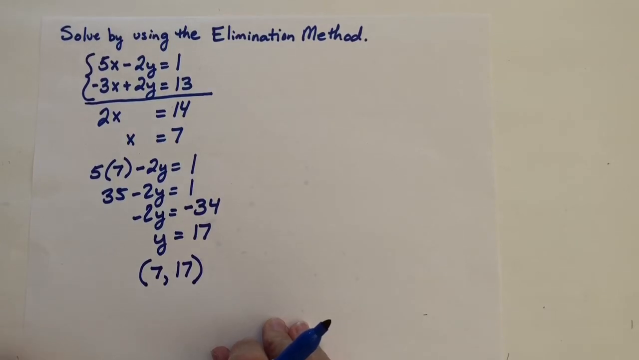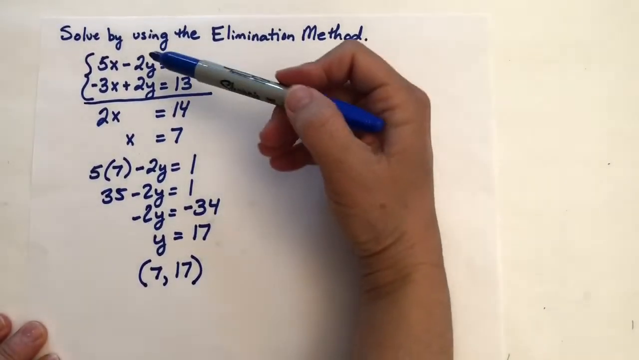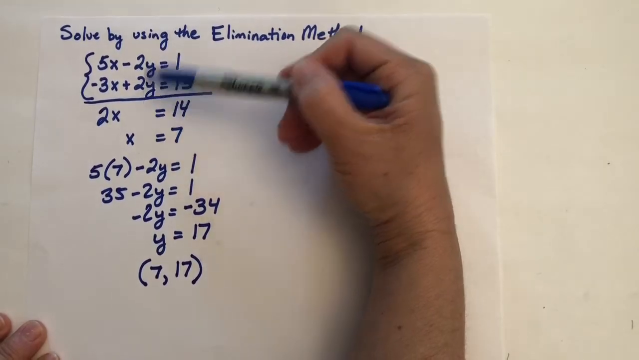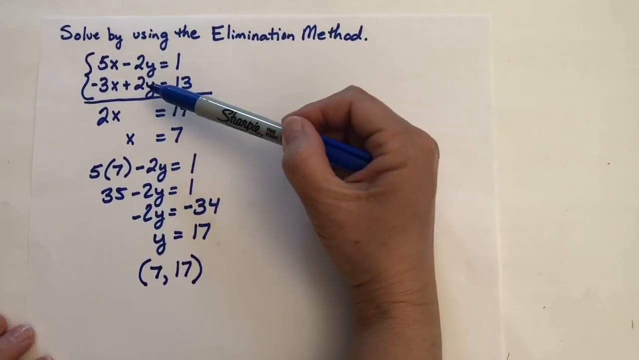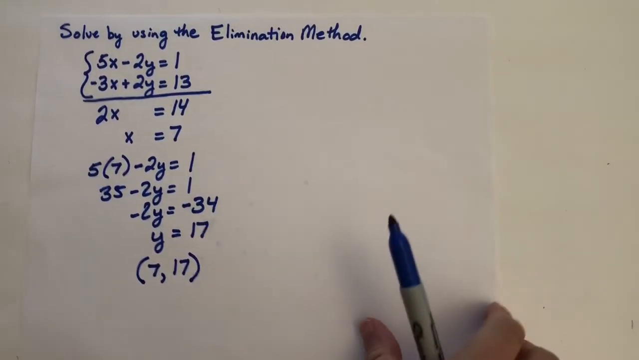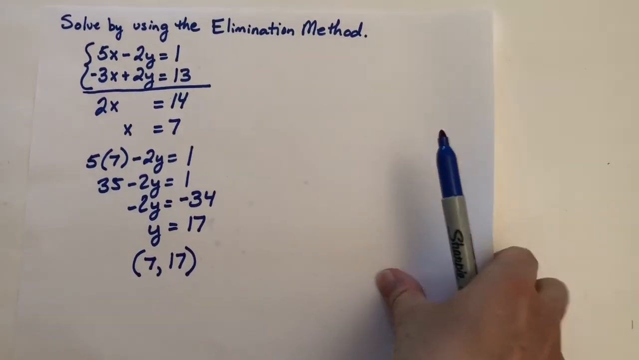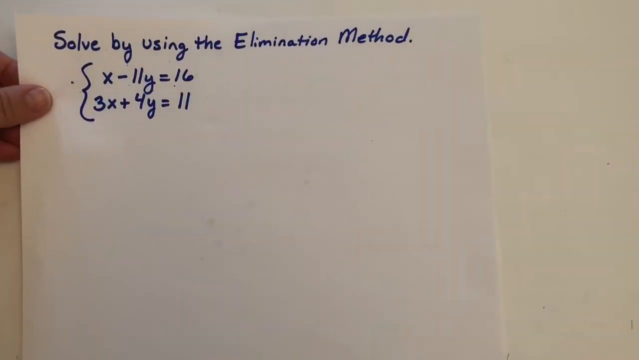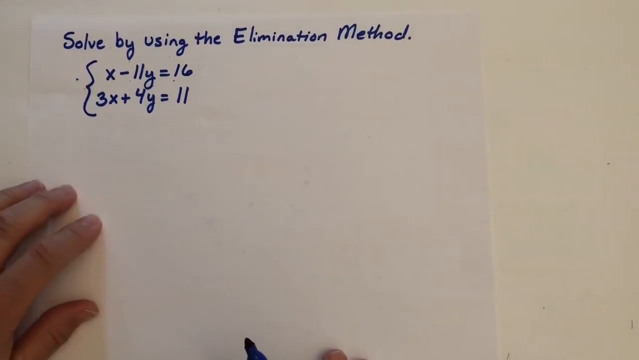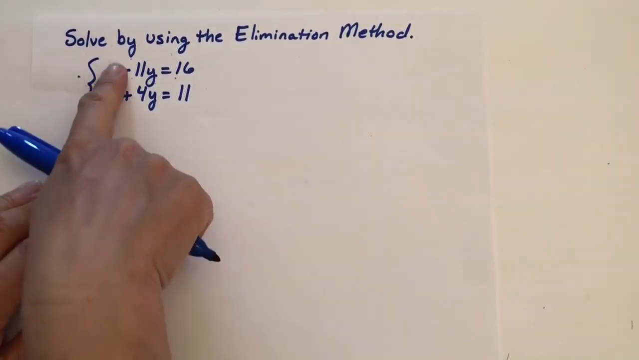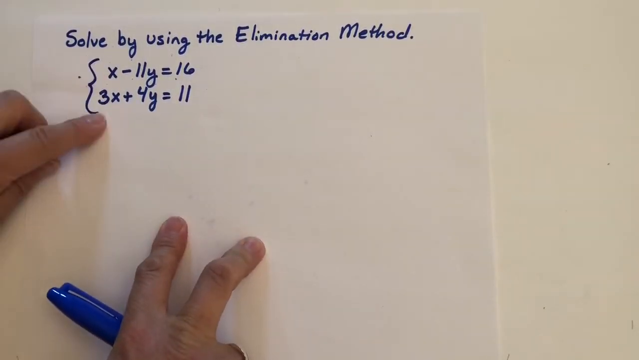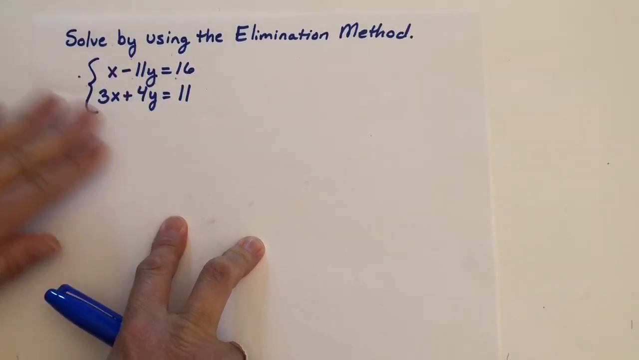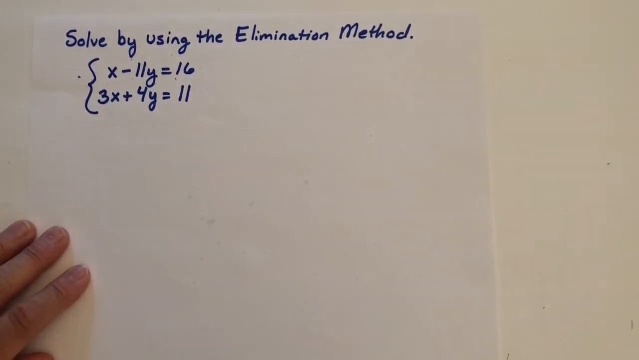Now notice what made this one particularly nice is that we just had to add those equations together and the y's were eliminated immediately. That was handy, but it is not always the way the equations come. So let's look at this next system. And we are also going to use the elimination method. Notice if you were to add these two equations together, we would get 4x minus 7y equals 27, which is not helpful at all. We need one of the variables to be eliminated.